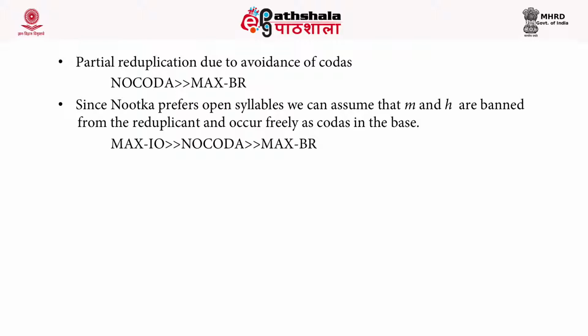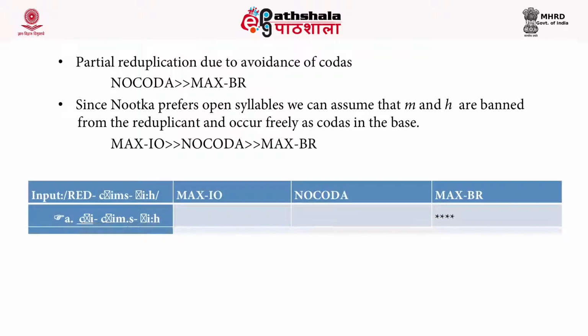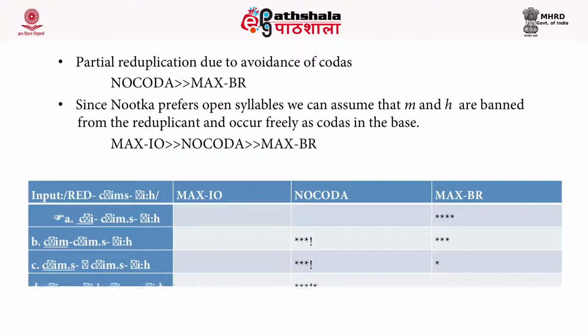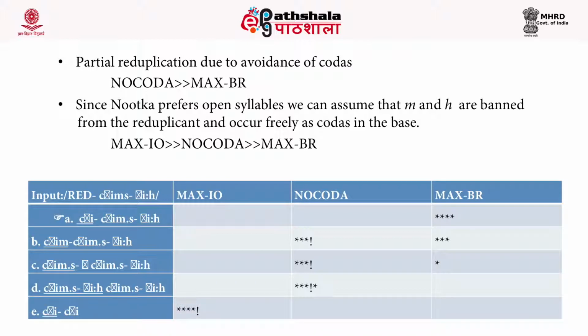Now No Coda is dominating Max BR. Because there is deletion going on in the reduplicant, we see that one or two consonants are getting deleted in the reduplicant. But why is it getting deleted? Because the reduplicant does not allow a coda. Therefore No Coda is a higher ranked constraint than Max BR. Max BR says no deletion in the reduplicant.